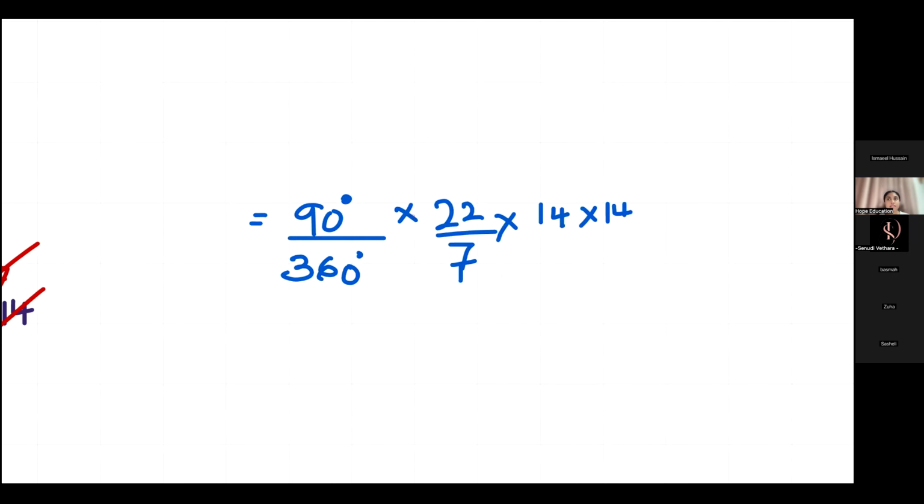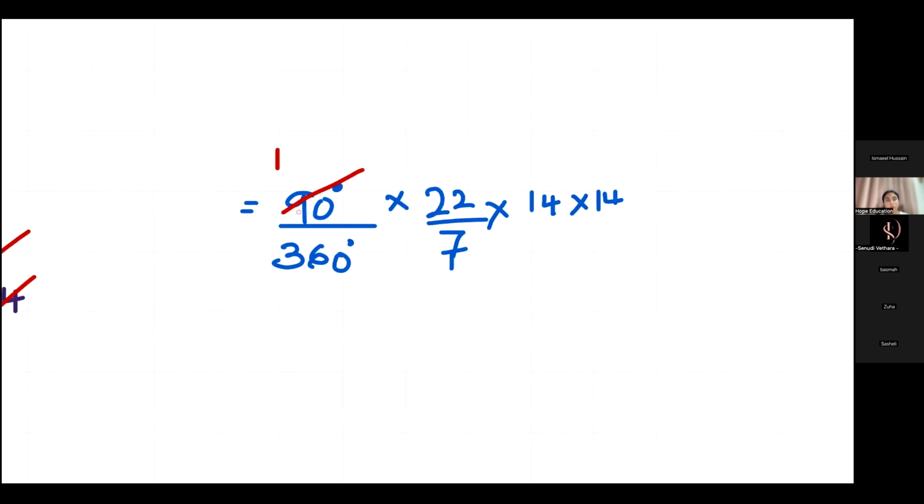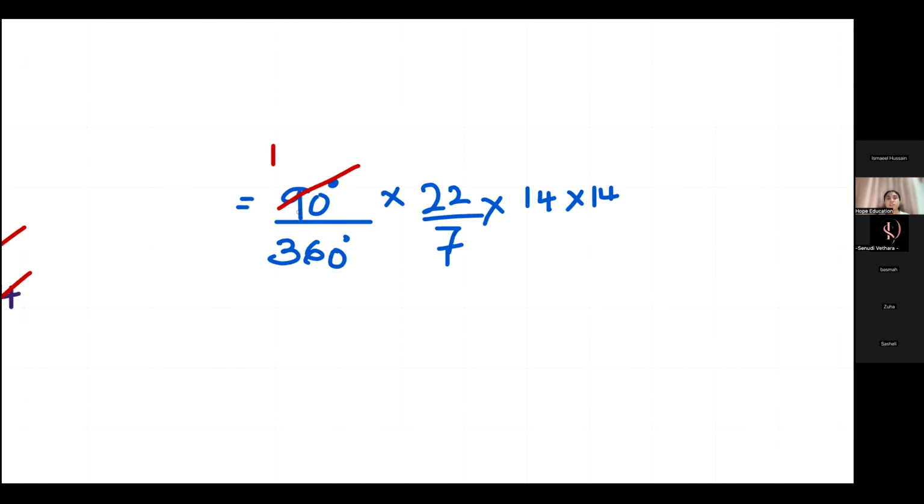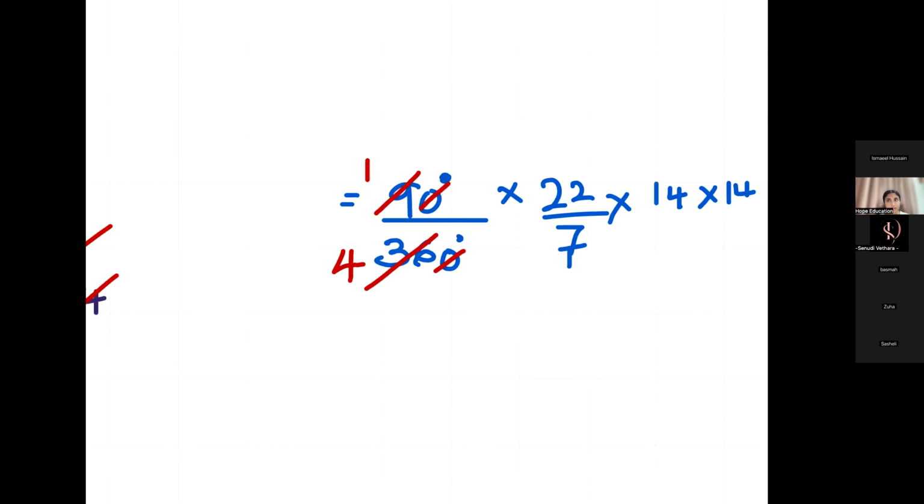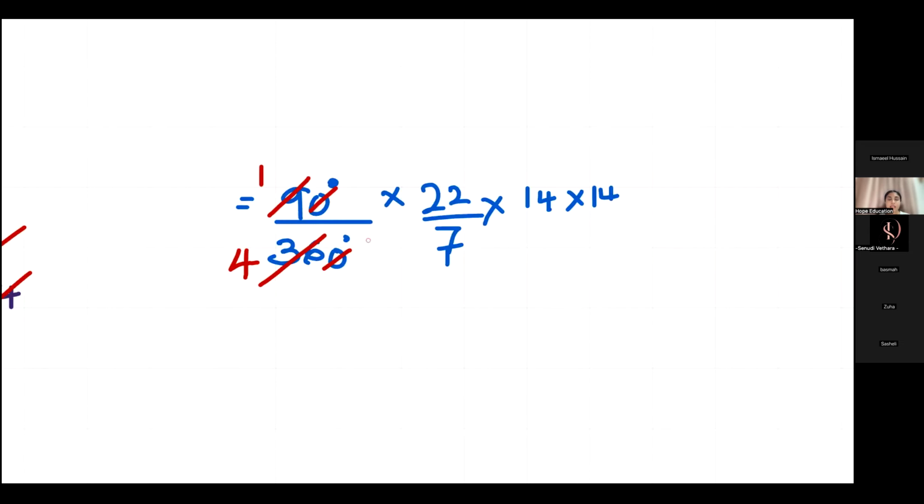90 times 1 is 90. Let's just say like this: 0 and 0 cancel, the 0 on top and the 0 on the bottom cancel. 9 times 1 is 9. 9 times 4 is 36. Is that clear? Then, here 7 times 1 is 7. 7 times 2 is 14.